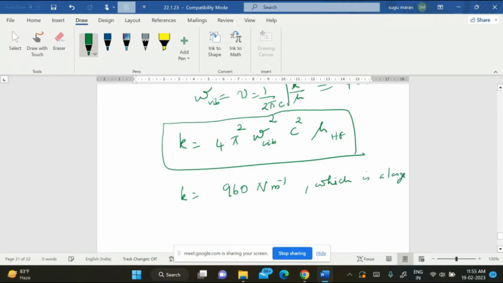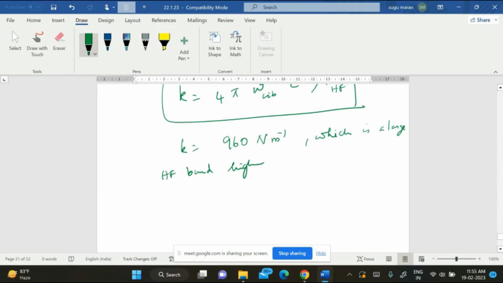Normally, it is around 450. For a higher value, a triple bond, maybe it can come to around 2000. But 960 is quite large, right? So that means the bond strength of HF is high, right? Which is a strong acid, from HF to HI. So HI is the strong acid.